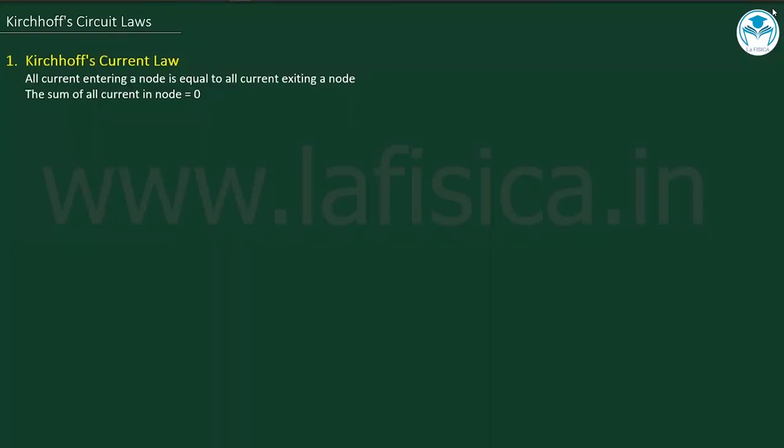Kirchhoff's circuit laws. The first one is Kirchhoff's current law. It states that all current entering a node is equal to all current exiting a node. That is, the sum of all currents in a node is equal to 0. This law is conservation of charge.